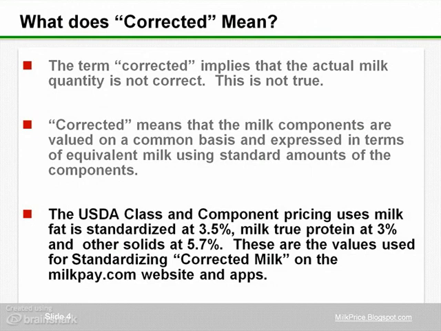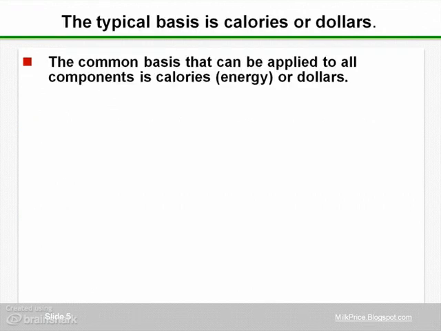The USDA class and component pricing uses milk fat standardized at 3.5%, milk true protein at 3%, and other solids at 5.7%. These are the values used for standardizing corrected milk on the milkpay.com website and apps. The common basis that can be applied to all components is calories, energy, or dollars.